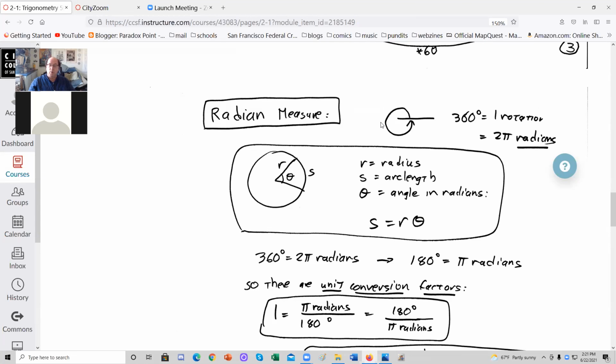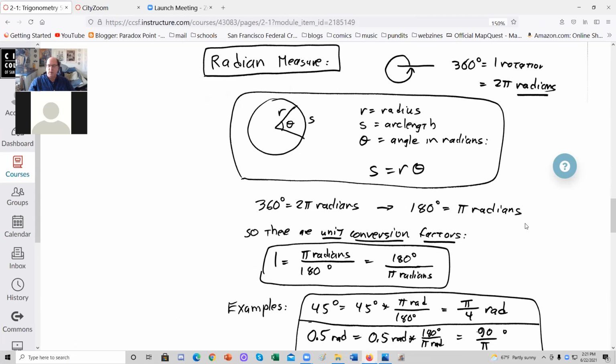Therefore, if you go around one full rotation, with radius r it would be 2 pi r around, so 2 pi r over r is 2 pi, therefore 2 pi radians in one full rotation. 360 degrees equals 2 pi radians. So 180 degrees equals pi radians, and we'll have what we call our unit conversion factors. Pi radians divided by 180 degrees equals 1. Conversely, 180 degrees divided by pi radians also equals 1.